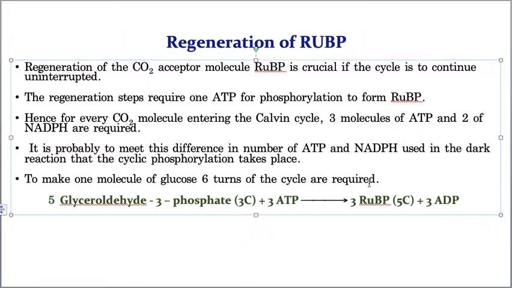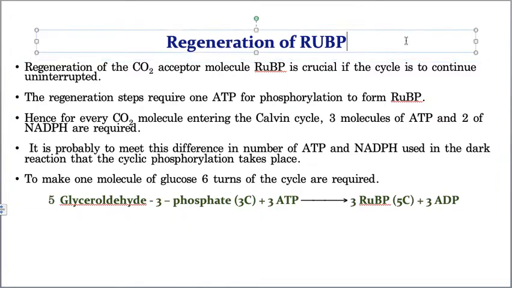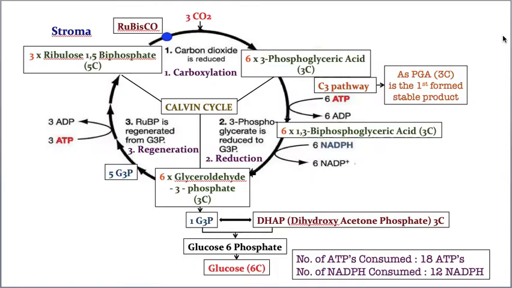And for every RuBP formation, for one RuBP formation, how many ATPs are needed? One. How many RuBPs are formed? 3. That means 3 ATPs. So this is the regeneration of RuBP. Hope you understood the class, students. I think so. This is all about the dark reaction.